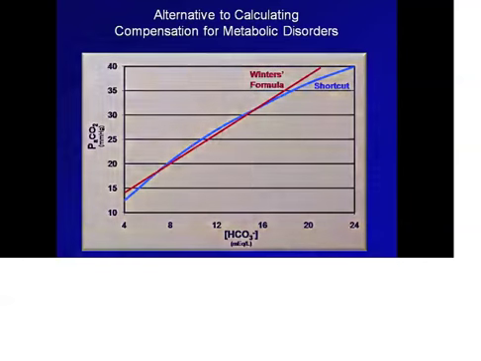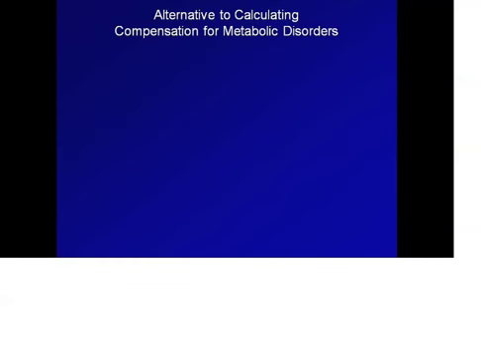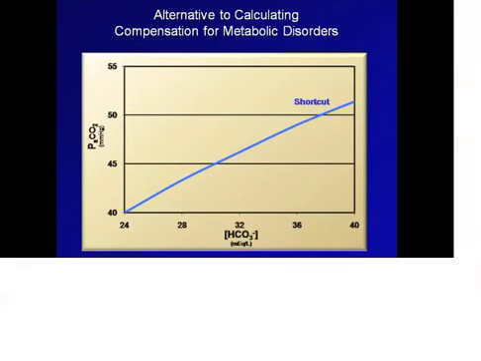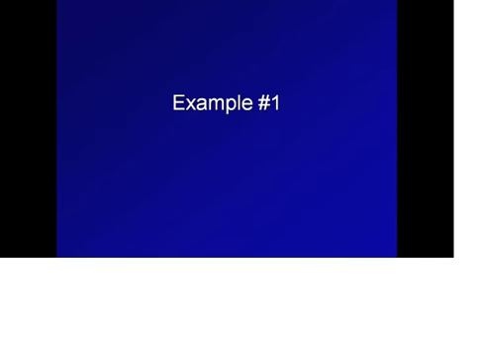How does this shortcut compare to the formal compensation equation for metabolic alkalosis? Here are the shortcut's predictions of PCO2 over a range of serum bicarbs from 24 to 40. And here is the formal equation. This is definitely an approximation that is close enough to use at the bedside. So now let's go through 3 quick examples to see how an assessment of compensation works in practice.